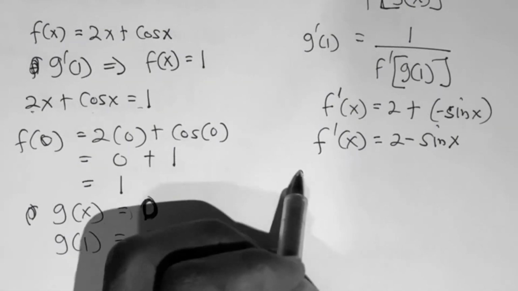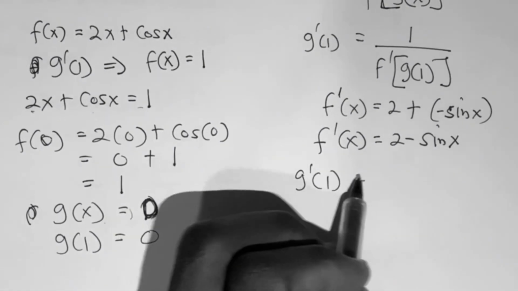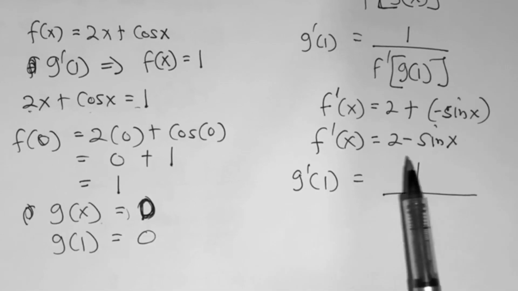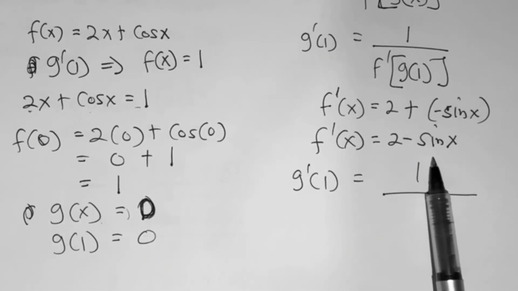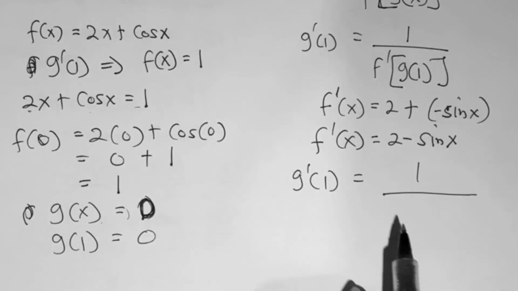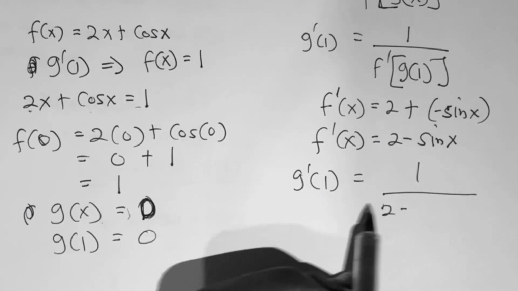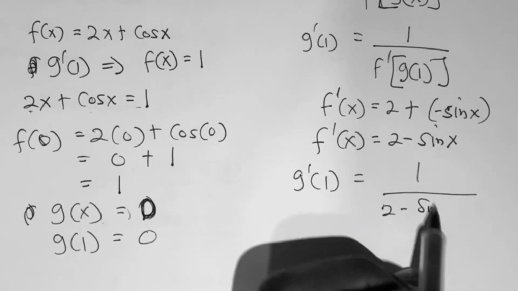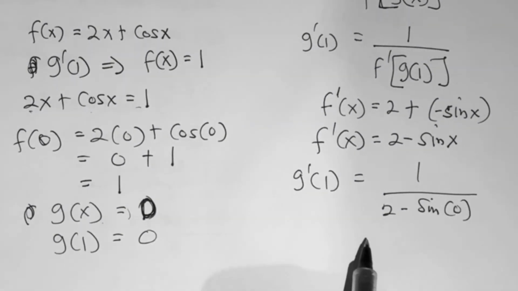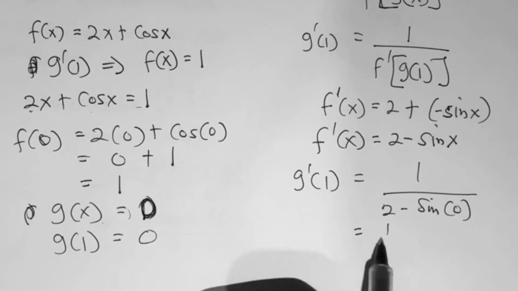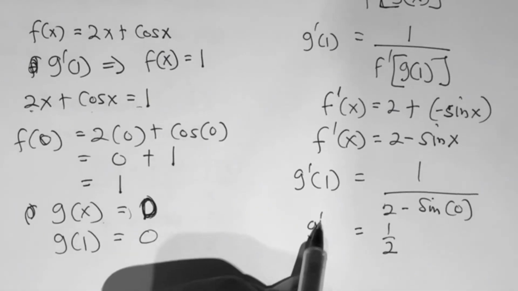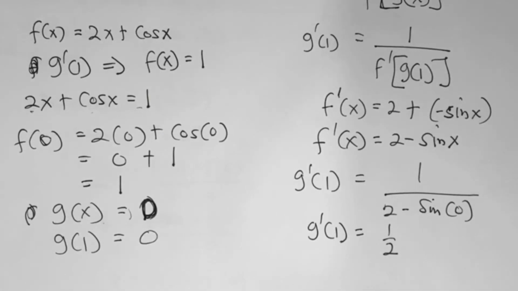So now g prime of 1 is equal to 1 divided by. Anywhere you see x in this function, you put in 0. So g prime of 1 is equal to 1 divided by 2 minus sine 0. And then sine 0 is 0. 2 minus 0 is 2. So this becomes 1 over 2. And therefore, g prime of 1 is equal to 1 over 2.